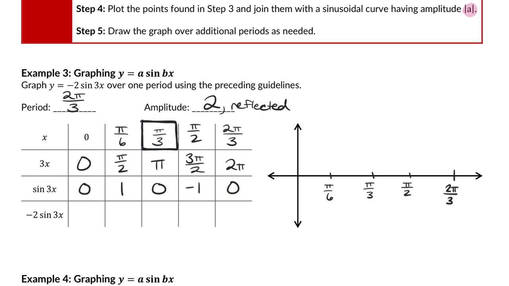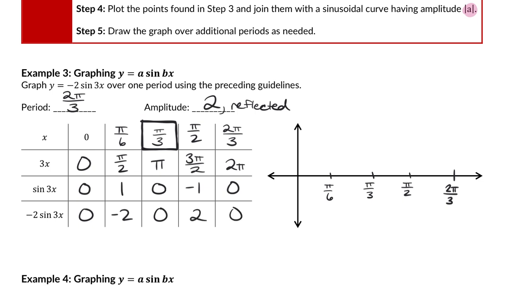Now, if you look at this table, it just says to take what we have up here, sine of 3x, and multiply it by negative 2. What's 0 times negative 2? 0. What's 1 times negative 2? And then, 0. Great, we have our amplitude worked in now.